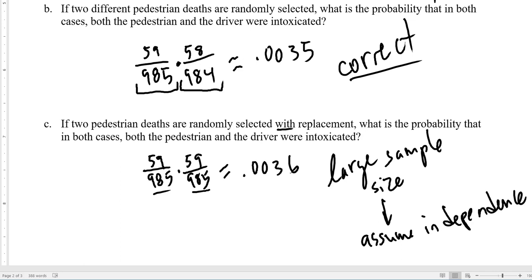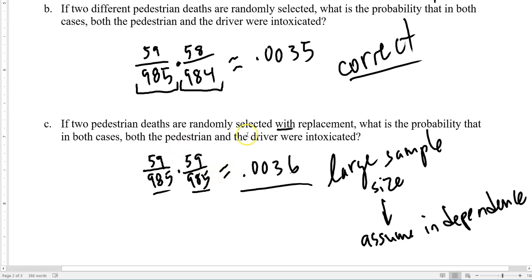Why do we do that? Because it didn't really change the answer that much. And a lot of times if I'm doing this over and over and over again, it becomes so minute of a difference and the mathematics becomes so much more complicated to try to get that exact value. We just say, don't worry about it. It's close enough.